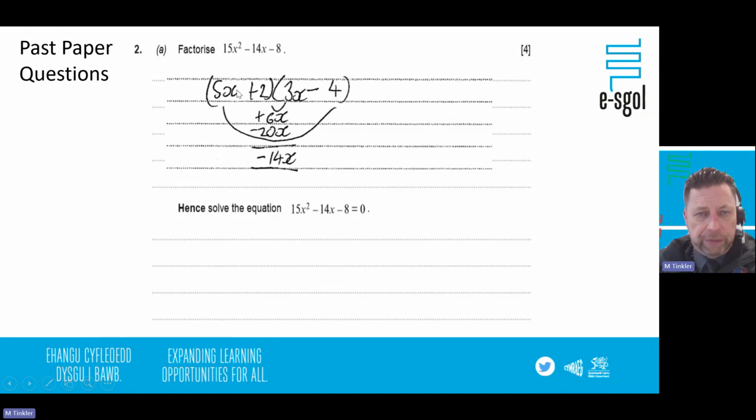5x, 3x, 2 and 4 will multiply to 8. 2 3s make 6, and 5 4s make 20. Now how can I get to minus 14 from this? From 6x minus 20x. 6x minus 20x will give me minus 14x. So I know it's right. If I put 4 and 2 the other way around, I would add 4 3s are 12 and 2 5s are 10. There's no way I can make 14 or minus 14 from 12 and 10.